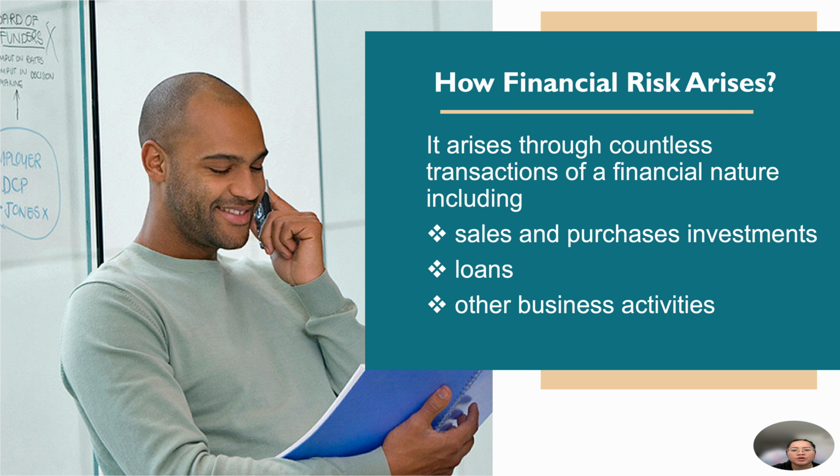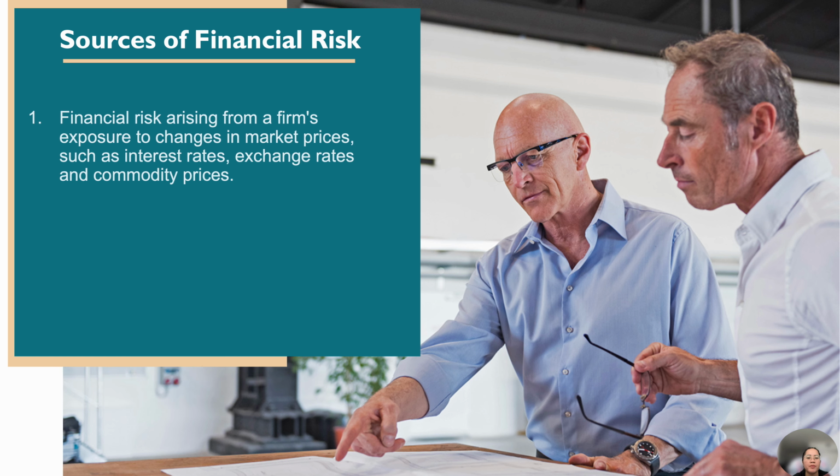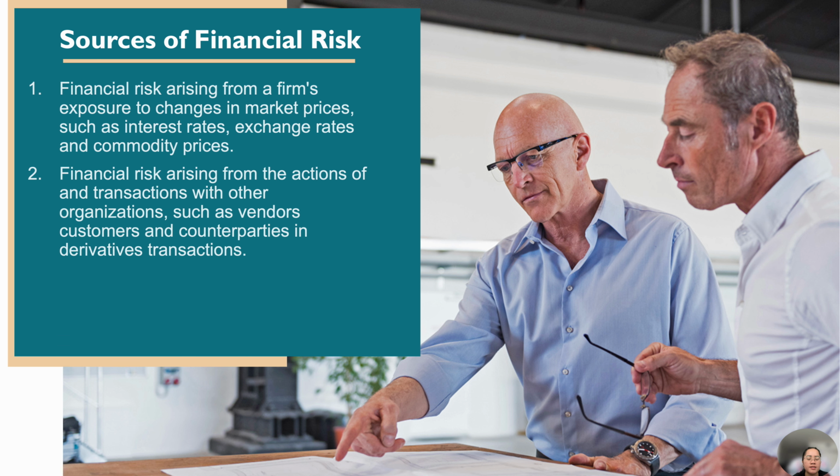Financial fluctuation may make it more difficult to plan and budget, price goods and services, and allocate capital. Sources of financial risk. Here are 3 primary sources of financial risk. Number 1 is financial risk arising from a firm's exposure to changes in the market prices, such as interest rates, exchange rates, and commodity prices.